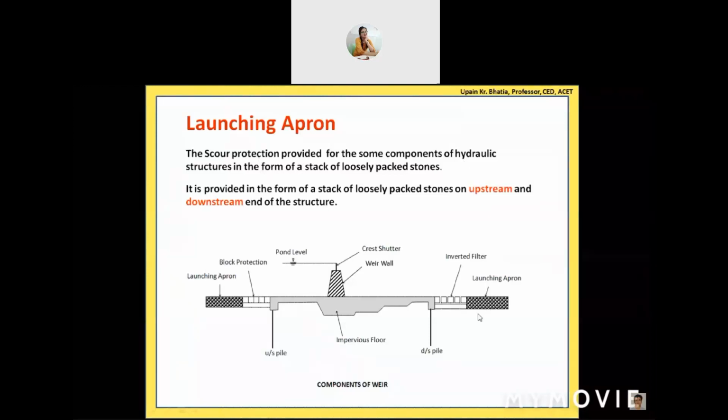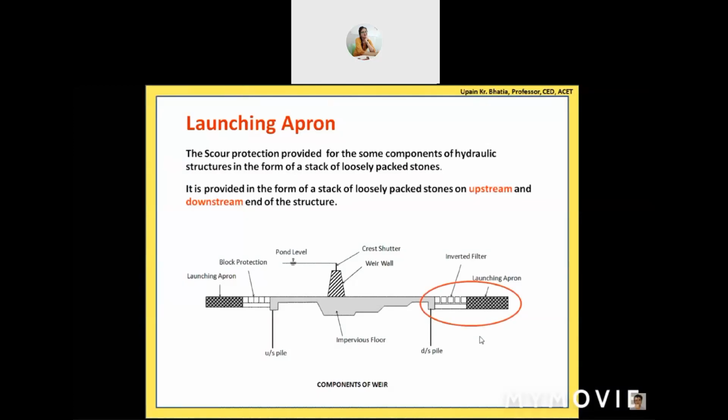Here it is providing safety to these sheet piles and this floor only, but actually when we provide scour safety to some component, ultimately it is meant that the entire structure is secured. So that safety is extended to the entire structure. It is provided in the form of a stack of loosely packed stone on the upstream and downstream ends of the structure. We have discussed that on both sides, we have provided these launching aprons.